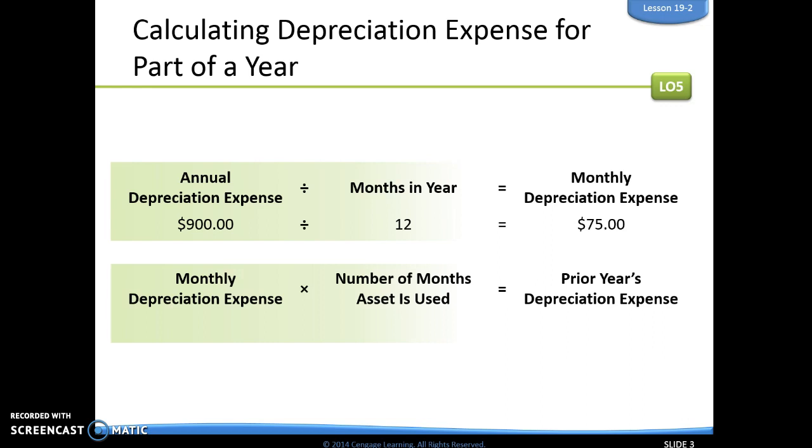Okay, now to figure out that depreciation for when we own it for a partial year, we're going to take the monthly depreciation expense times how many months we owned that object or that asset. So $75 a month, it's saying that we owned it for 4 months, so 75 times 4 would be $300. So because we only owned it for a partial year, it's not going to depreciate for the full $900. It's only going to depreciate for what we owned it for, $300.